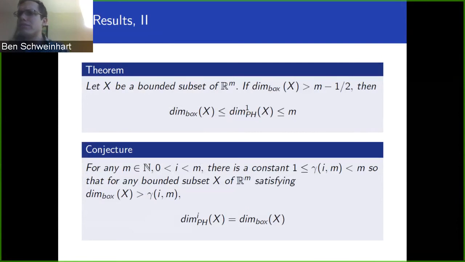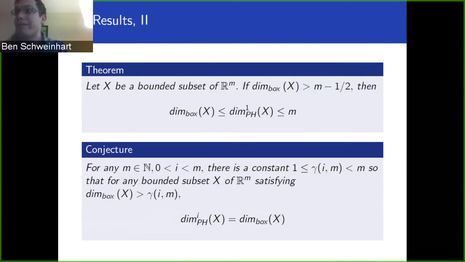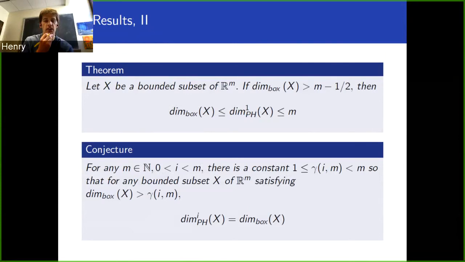And in your theorem in the planar case, and then your theorem in Euclidean space of dimension m, here you're using gamma equal to 1.5. Gamma of I, m is 1.5. I see. Okay. And in the theorem in Euclidean space of dimension m, gamma is m minus 1/2.